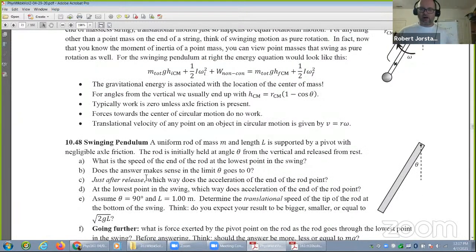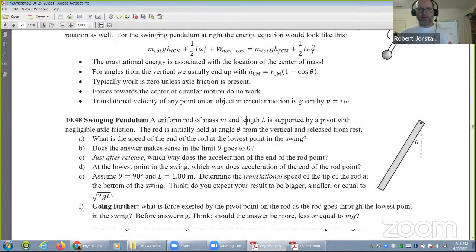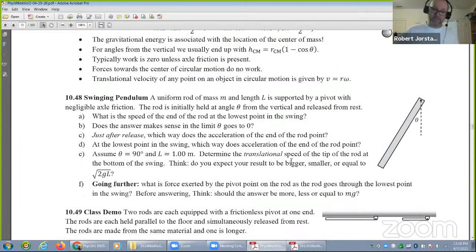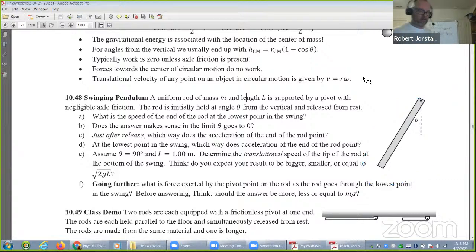Let's go ahead and do this one. And rather than do the complicated one that I'm showing up top, let's just start with a simple pendulum here. I should be careful. Simple pendulum means ball on the end of a string. Let's start with a rod pendulum. So this basic pendulum right here, okay? So 10.48, I'm going to get this drawn up. You can read it. It's very similar to what we were just looking at.